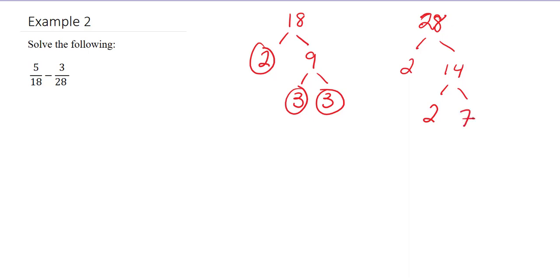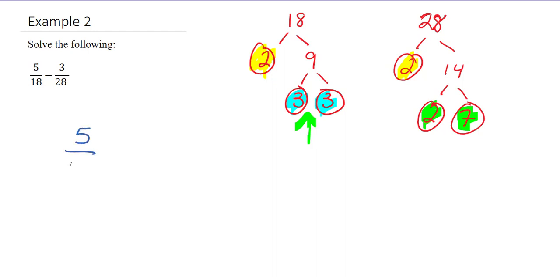So let's go ahead and look. We notice we both have 2 and 2, but everything else is different. So we have 3, 3 here, and on this one we have 2 and 7. So what we need to do is multiply the 18 by 14, or 2 and 7. And then the 28, we're going to have to multiply by 9, which is the 3 and 3. So let's go ahead and start writing this out.